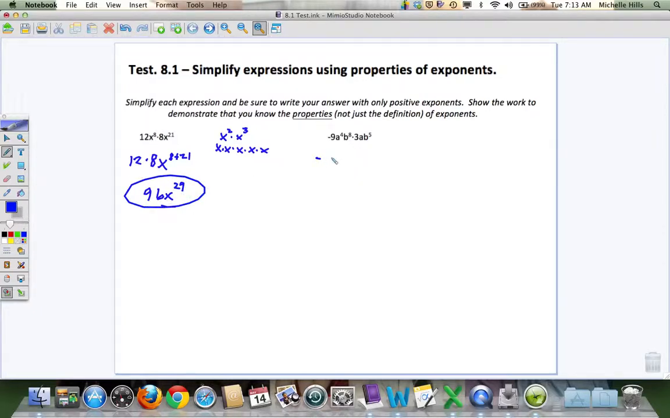Same thing here, negative 9 times 3, and then a to the 4 plus 1 power, because this is a to the first, and b to the 8 plus 15 power. That's going to give me negative 27, a to the 5th, b to the 13th. I do not move anything to the denominator because I have no negative exponents.